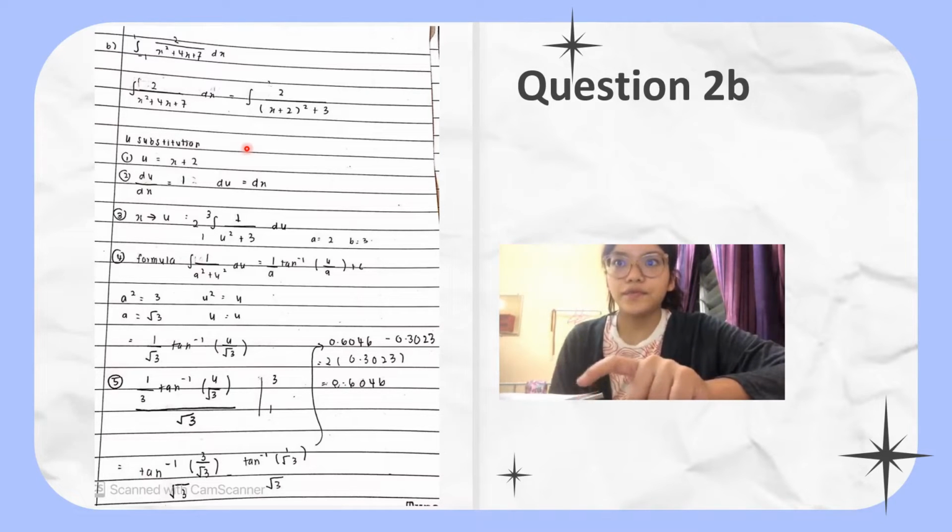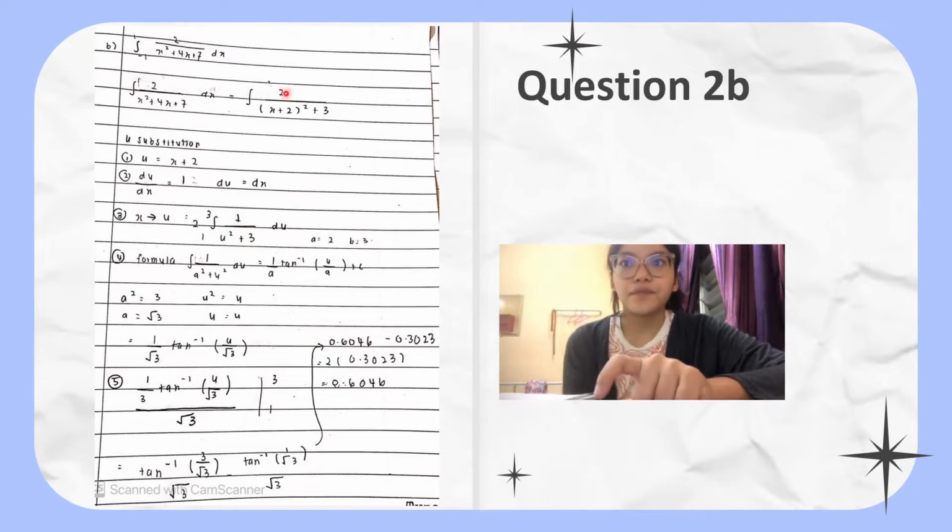The next step is we're going to find u. So our u is x plus 2, and the next step is to find du over dx, which is 1. So we already have this 1, so we need to find du. So our du is equal to dx. And the next step is we're going to substitute u into this formula right here, which is 1 over u squared plus 3 du. The 2, we already separated outside the integration, and we have the limits 3 and 1.